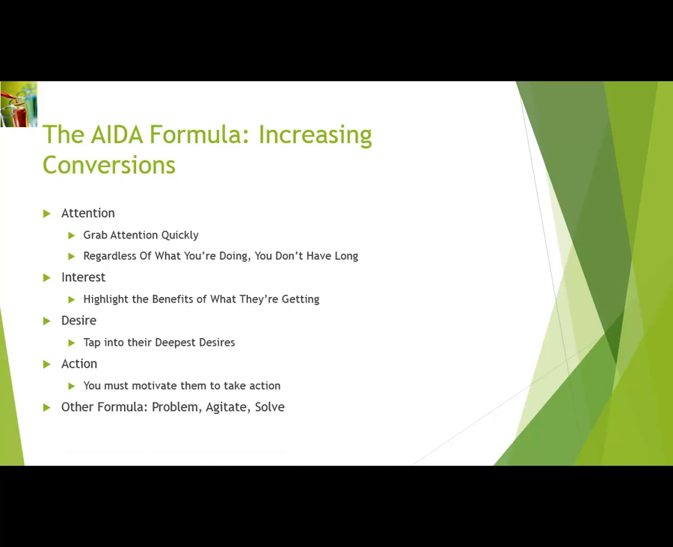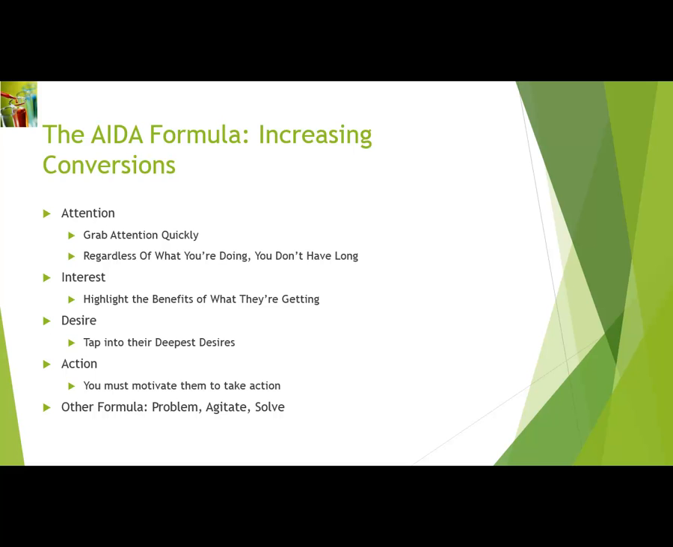Now, you can use other formulas that work alongside it. One is called problem, agitate, solve. In other words, you find a problem that people are desperate to solve, and then you agitate that problem. You tell them, this is what life is going to be like if it gets worse, and you describe in excruciating detail how the problem is going to get worse if they don't do anything to solve it. And then you provide them the solution. Problem, agitate, solve is another way to approach increasing your conversions.